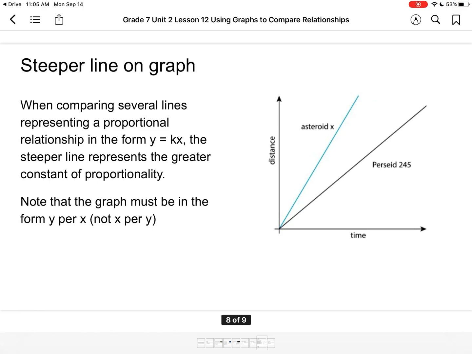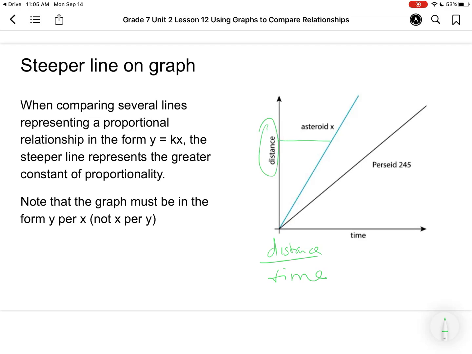So the steeper line represents the greater constant of proportionality, when the x-axis represents the quantity in the denominator. So if we're looking at distance per time, as we are in this graph here, the greater distance, which is on the y-axis, is the steeper line. And that's the end of today's lesson.